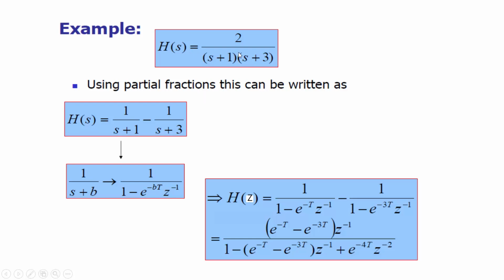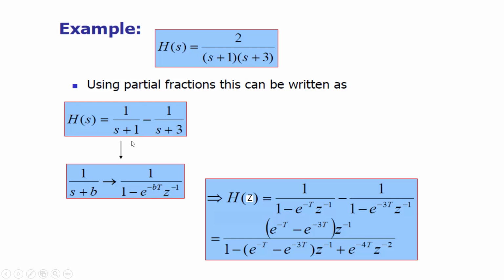So therefore, what I will do is I will use partial fractions. I can segregate these two denominator factors into separate terms. I assume that we know how to get the partial fraction. And after solving it, we will get this equation: 1 over s plus 1 minus 1 over s plus 3. Now we can apply the transformation for converting from the analog domain to the digital domain. So it is 1 over s plus b transforms to 1 over 1 minus e to the power minus bT z to the power minus 1.